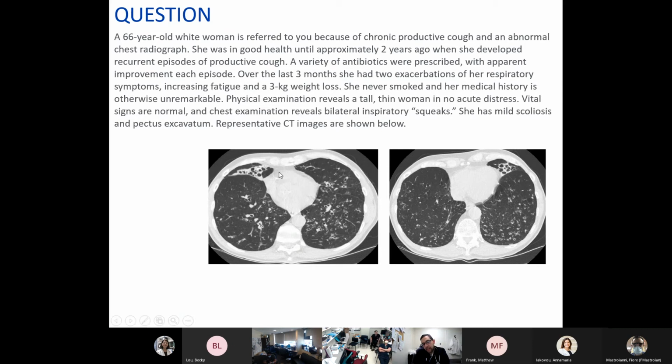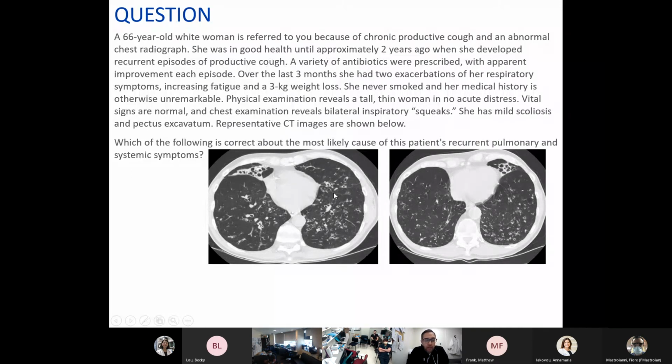And here's the CT, and the CT is similar to what we showed earlier. You see this lingular involvement, bronchiectasis, cystic bronchiectasis in the lingula, and cystic bronchiectasis in the right middle lobe. This is the inferior segment, or the medial segment, sorry. And then you see associated bronchiectasis and mucus plugging in the remainder of the lungs.